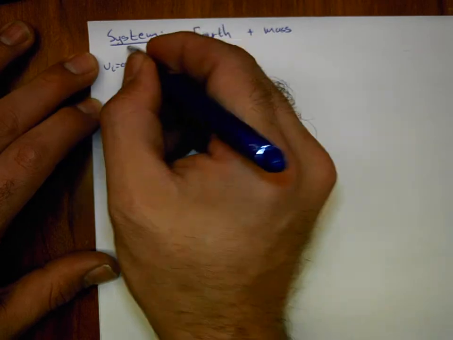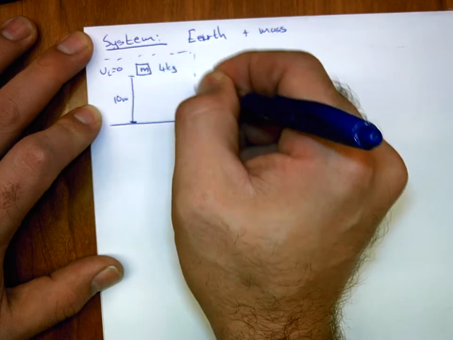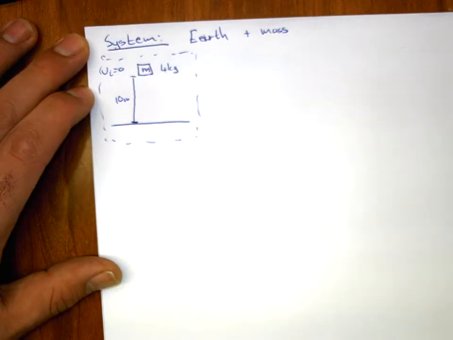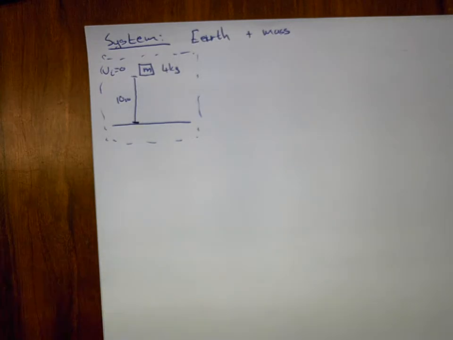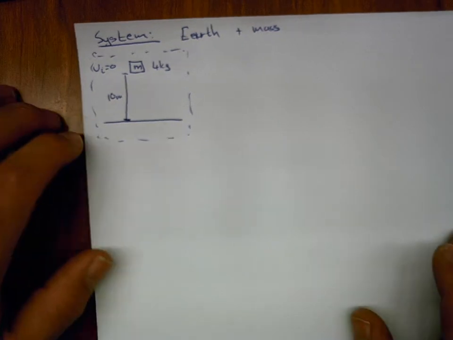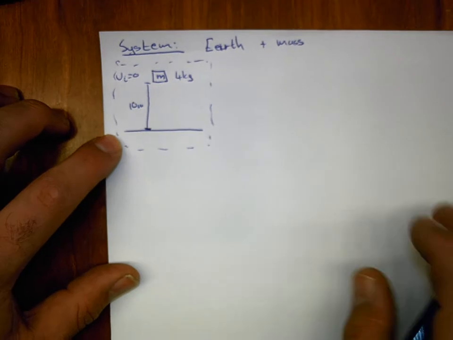So this is our system. So everything that's just the Earth and this mass is our system. Anything that's not the Earth or that mass is not part of our system. Put it like this.